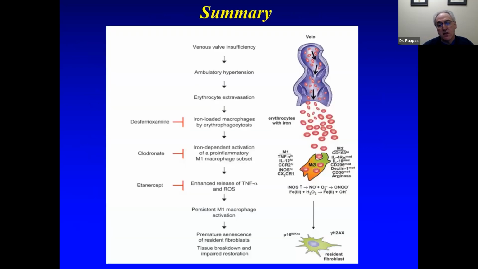So this is just a summary of what we have, what we think is the mechanism for venous ulcer. You get venous valve damage or outflow obstruction leading to ambulatory hypertension. You get red blood cell extravasation.